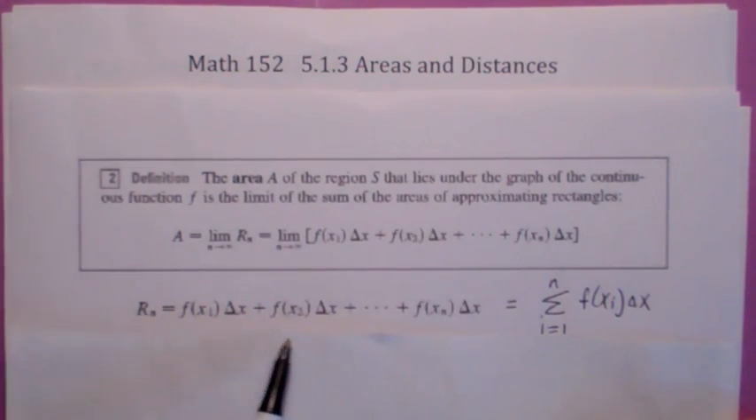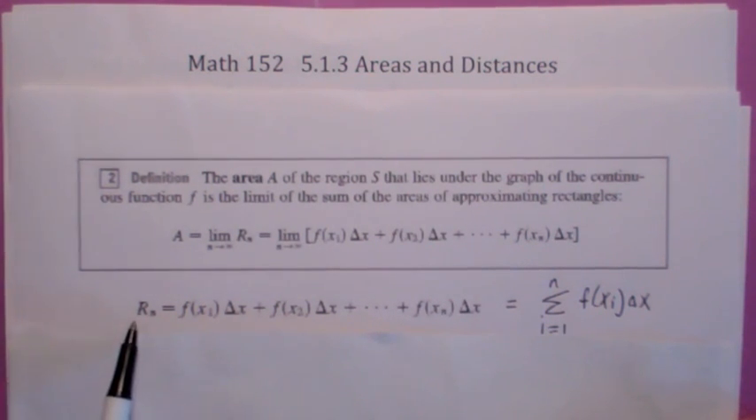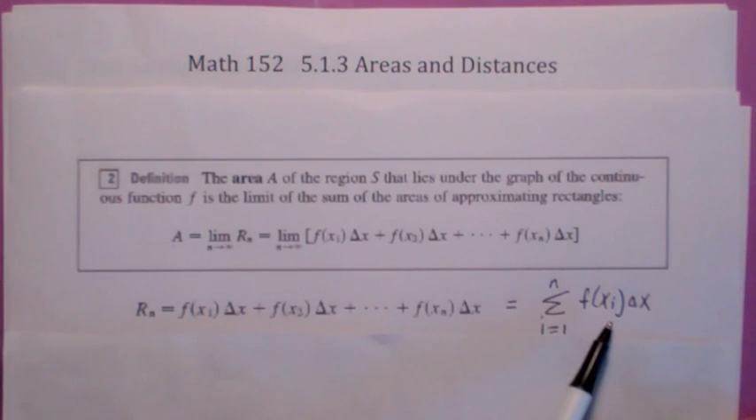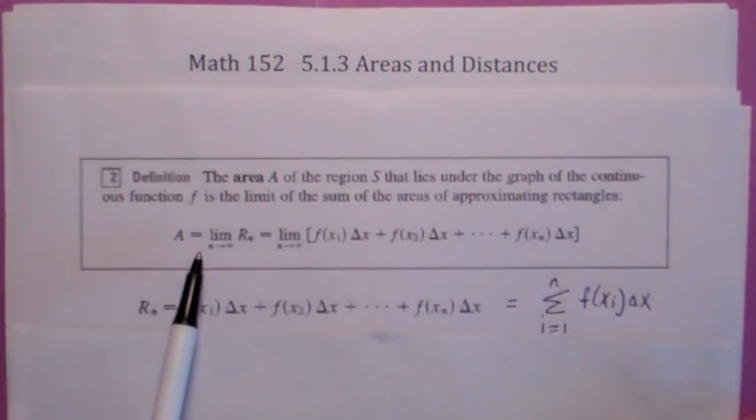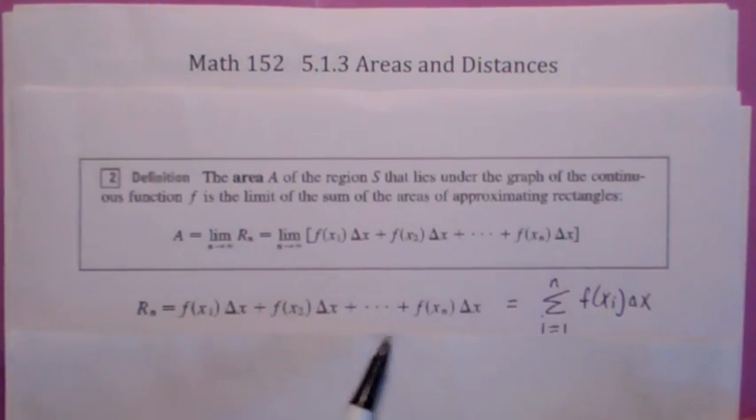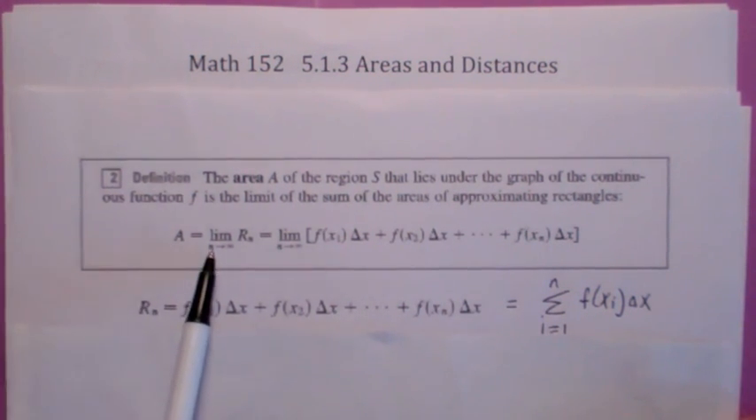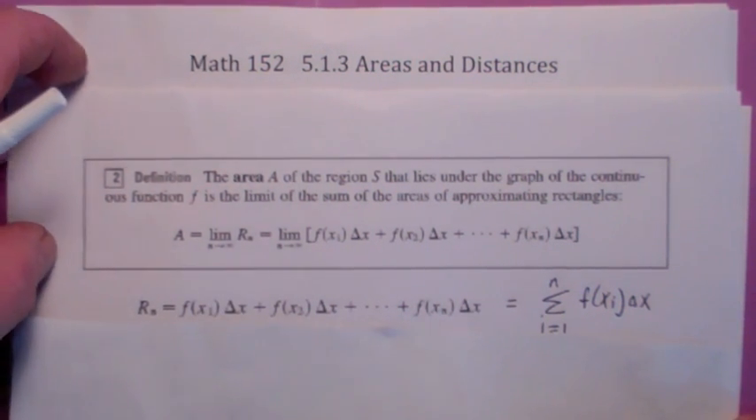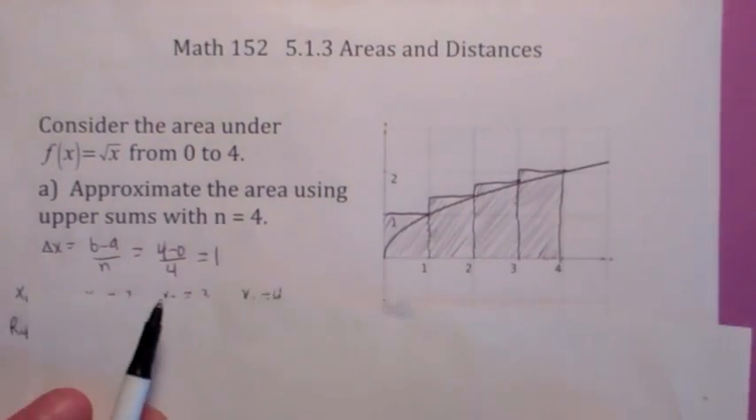Technically, this is the sum of all of the areas of the rectangles where you use the right endpoint of each subinterval to compute the height of the rectangle, right? Then the area is the limit as n goes to infinity of R sub n. You could say the more rectangles you use, the closer R sub n is to A, but technically A is the limit as n goes to infinity of R sub n. Don't get them confused.